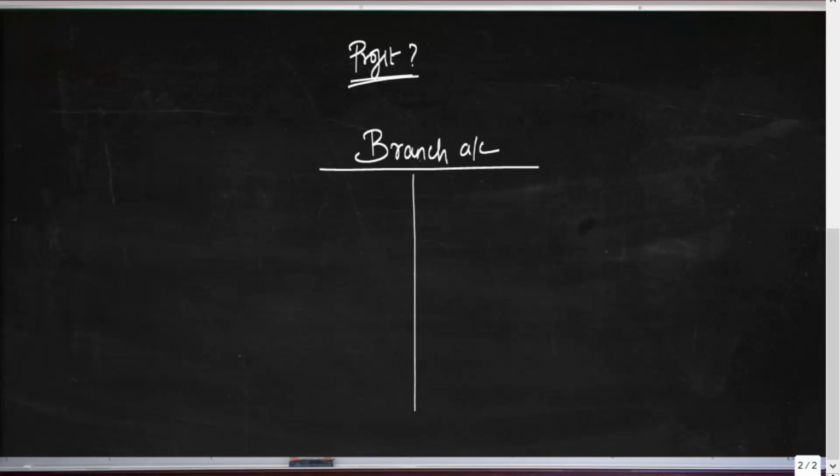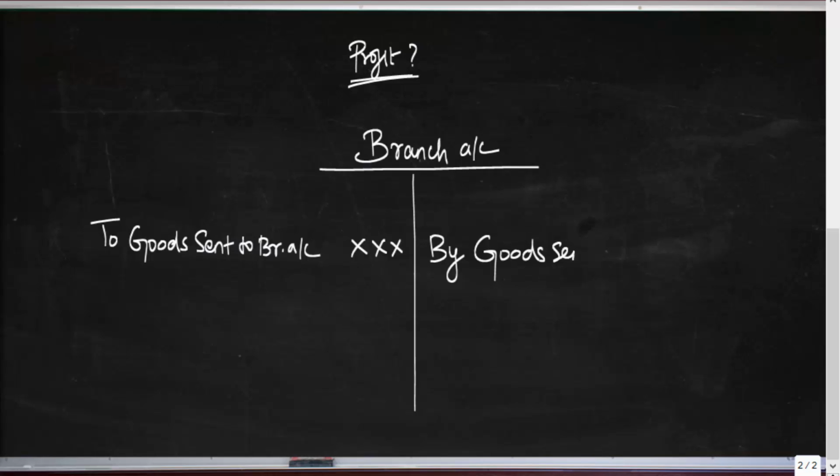Now, when goods are sent, the entry will be: Branch account debit, to goods sent to branch account. Whatever goods are sent to the branch will have some profit element. That profit element has to be removed so that we can have the cost. So we simply credit the branch account to the extent of profit loaded on goods sent: by goods sent to branch account.